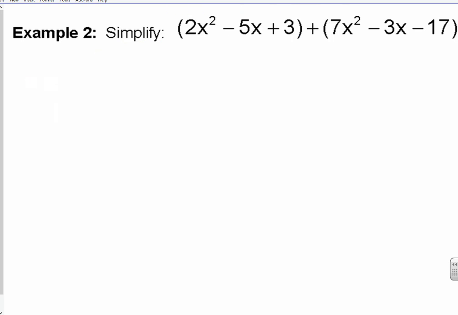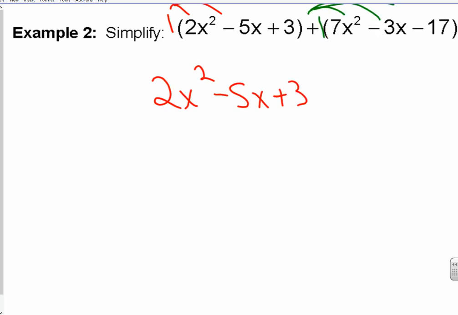Pause the video now as you try example 2 on your own. Press play to go over your answer. Make sure you pause the video and try it on your own. This is how we learn. A 1 in front is not going to change it.